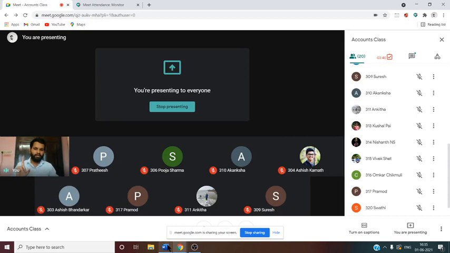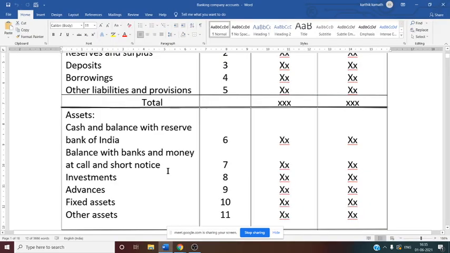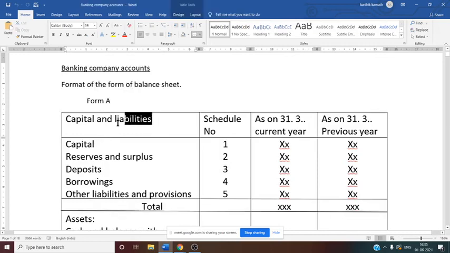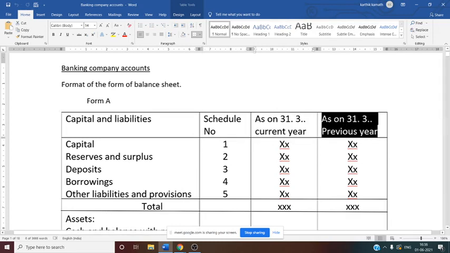Now one by one we have to see the format. If you see Form A, the first part given is regarding capital and liability. Liability side is given first because this is a vertical form of balance sheet. There are 4 columns. First is capital and liability, and the second column is for the schedule number. Schedule number is also very important. You have to write it in front of the specific schedule. Then as on 31/3 of the current year and as on 31/3 of the previous year.